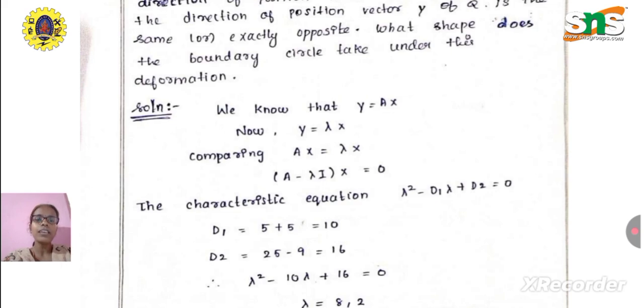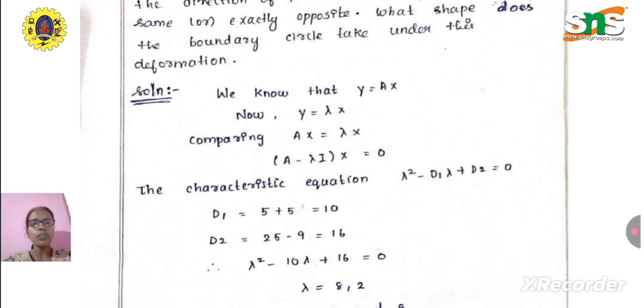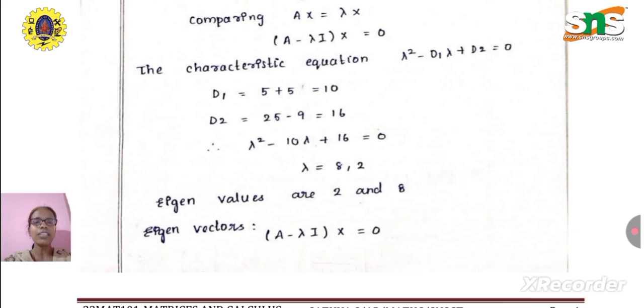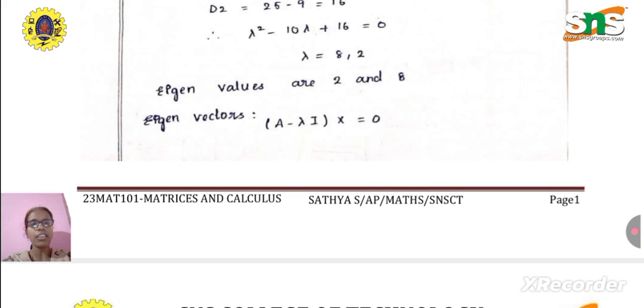Find d1. We already know the matrix, right? So d1 is nothing but the sum of the main diagonal, which is 10, and d2 is the determinant of A, which is 16. For that we get the equation lambda square minus 10 lambda plus 16 equal to 0. Then we get lambda as 2 and 8. The eigenvalues are 2 and 8. So we need to find the eigenvectors.